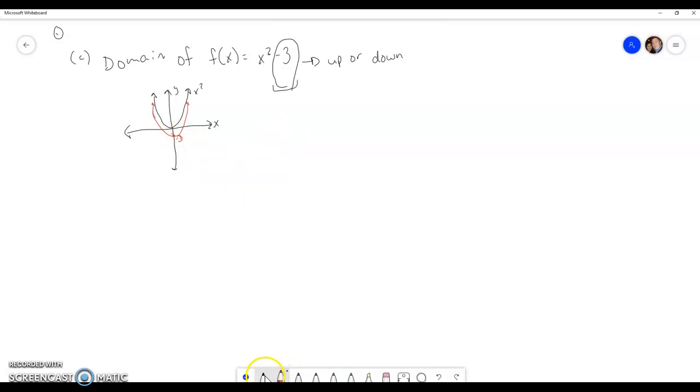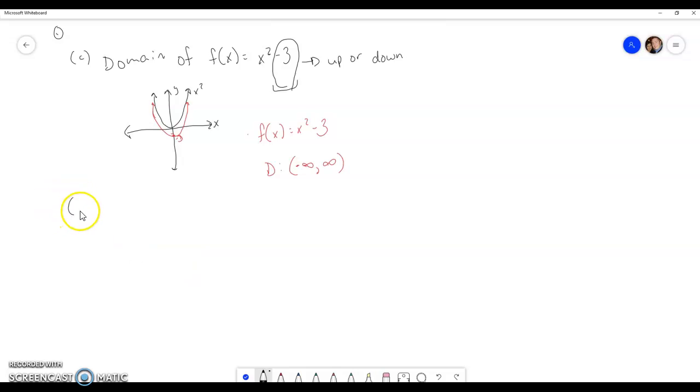And so again, here's my domain, all the x values. Are there any restrictions on your x values here? You can see, right, looking left to right, no, anything I put in for x will be okay. So the domain of this f of x equals x squared minus 3 is going to be all real numbers, right? So that in interval notation is negative infinity up to positive infinity, okay?